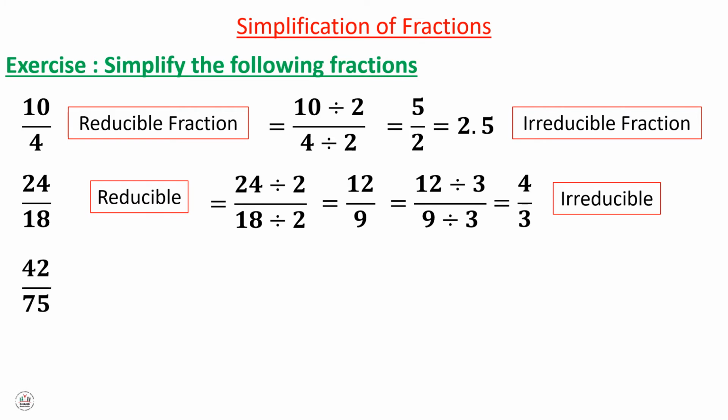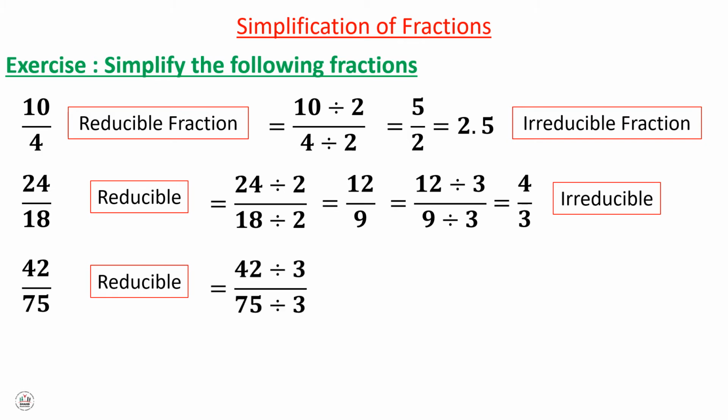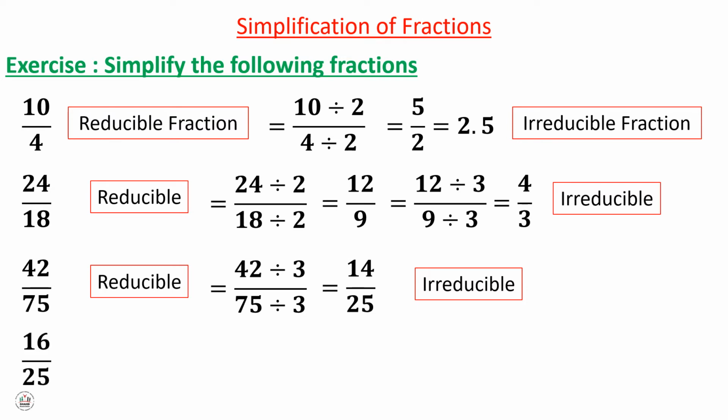42 over 75. It's a reducible fraction because we can divide 42 and 75 by 3. 42 divided by 3 equals 14, and 75 divided by 3 equals 25. Now 14 over 25 is an irreducible fraction. 16 over 25. Since we don't have a common divisor between the numerator and the denominator, we should consider 16 over 25 as an irreducible fraction.